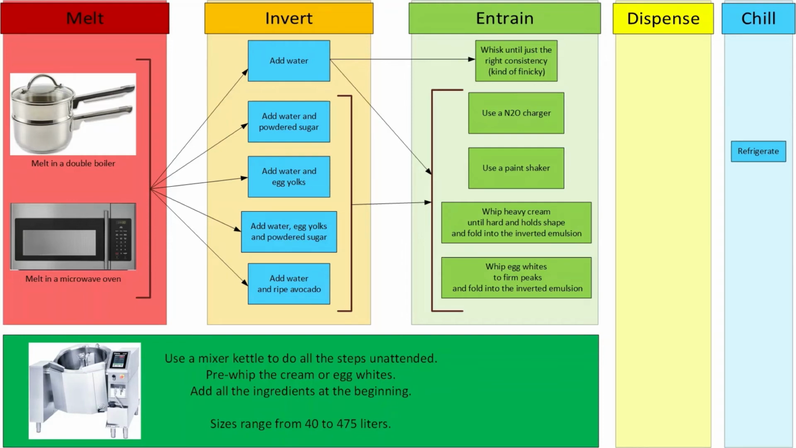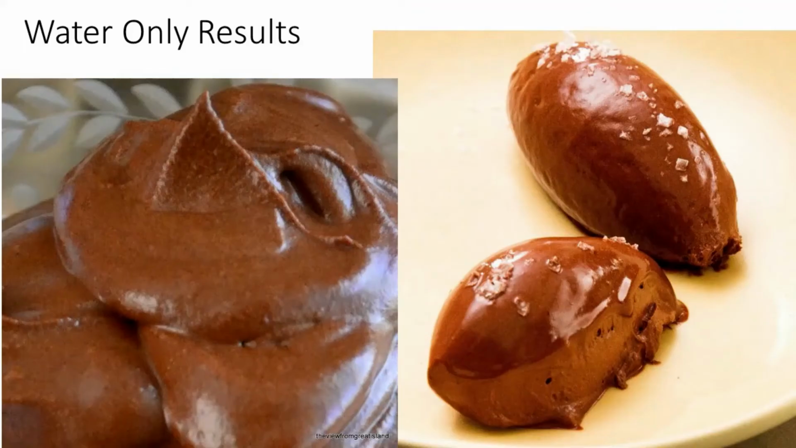The method shown at the bottom is to use an automatic, programmable kettle mixer to perform the entire operation unattended. With the smallest model's capacity being only 40 liters, it is ideal for the busy chef. Every modern home should have one. In many aspects of life, I appreciate the minimalist approach. However, the water-only method of making chocolate mousse is not one of them.